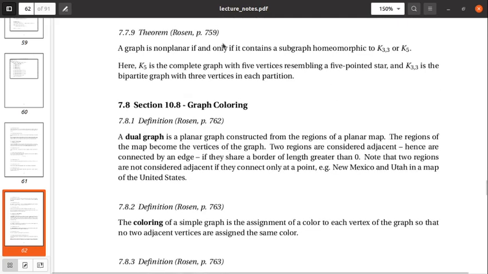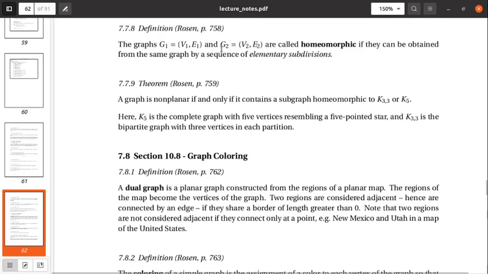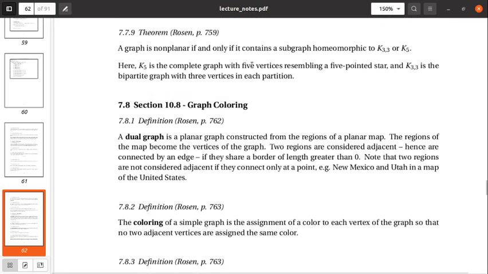Okay, so a graph is non-planar. This is by theorem. I think that last one was definition. Yes. A graph is non-planar if and only if it contains a subgraph homeomorphic to K33 or K5.